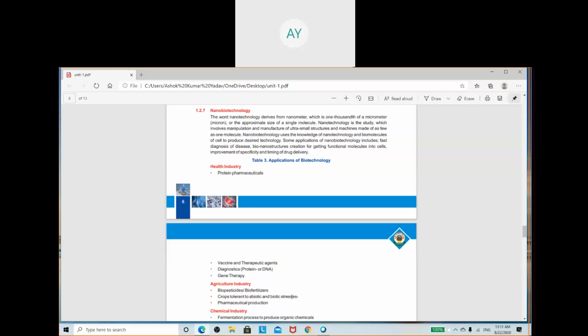Biotic stress means the attack of insects, pests, microbes, and animals. But if you are thinking about abiotic, that means non-living components. What do you mean by non-living component?